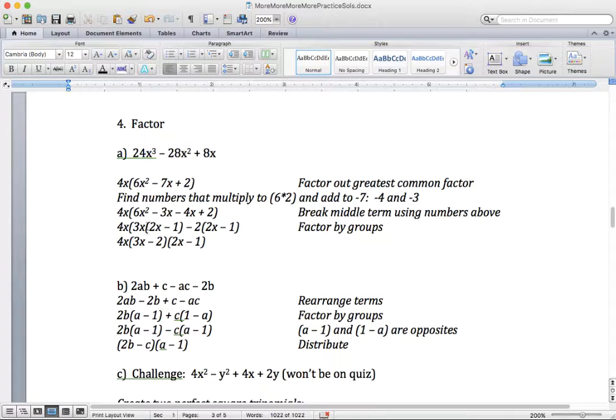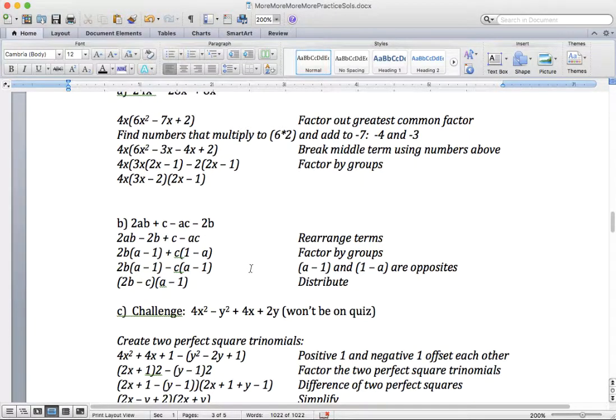So we will then split this middle term into negative 3x and negative 4x. Then in the next step, we'll factor out the greatest common factor from each of the two pairs. So we factor out a 2x minus 1 from both, which leaves us 3x times 2x minus 1 minus 2 times 2x minus 1. And when we then distribute here, we get 3x minus 2 times 2x minus 1. So the whole thing, we can't forget the 4x. We end up with 4x times 3x minus 2 times 2x minus 1.